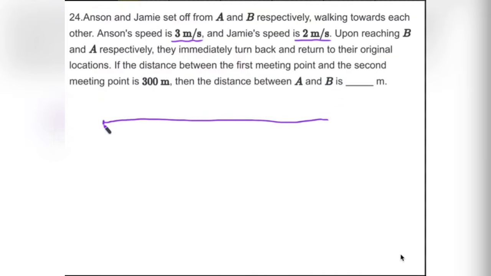If the distance between the first meeting point and the second meeting point is 300 meters, then the distance between A and B is. Well, here, everyone, let's have a look. For the distance, speed, and time problem, you always need to draw out the diagram first. So here, let's label, this is for A and this is for B. We know that there are 2 people. We have Anson. The speed is 3 meters per second. And then we have Jamie. The speed is 2 meters per second. So think about it. Where will they meet each other for the first time? Well, Anson's speed is 3 meters per second. Jamie, 2 meters per second.